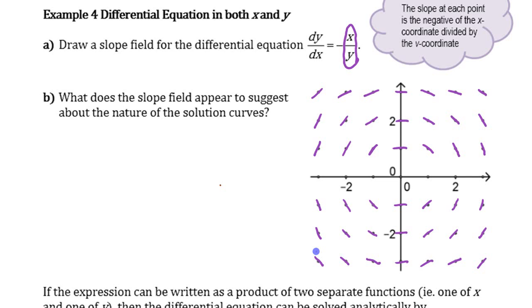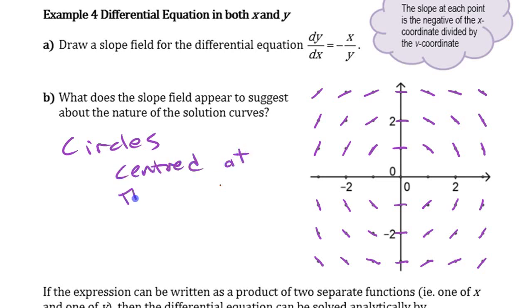Okay, so there's your slope field. Even though we haven't gone through and solved it algebraically, it's pretty clear what the solution curves are going to be from that, right? What are the solution curves going to be? Circles, right? They're going to be circles. Okay, so circles that are centered at the origin.